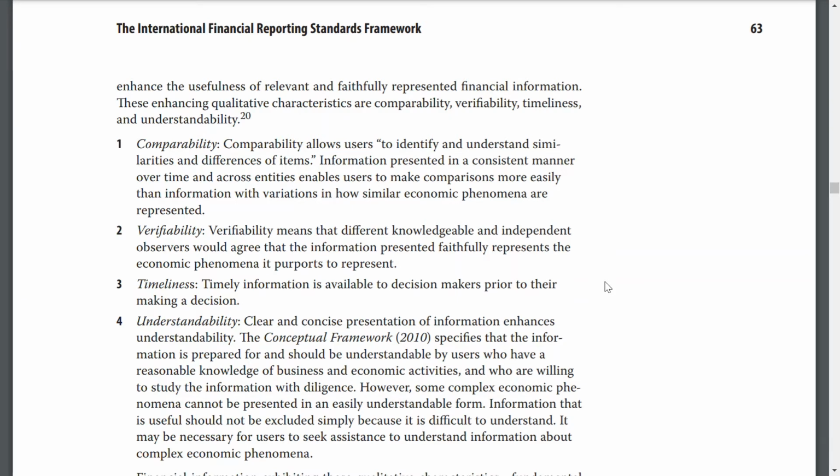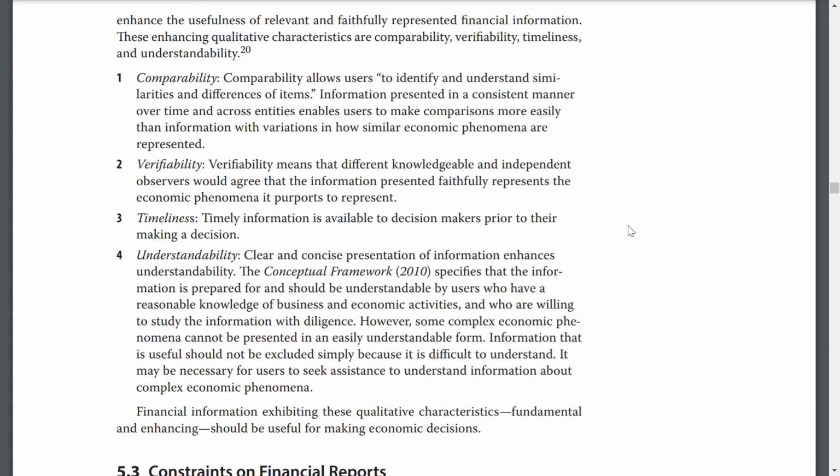These enhancing qualitative characteristics are comparability, verifiability, timeliness, and understandability. Comparability allows users to identify and understand similarities and differences among items. Verifiability means that different knowledgeable and independent observers would agree that the information faithfully represents the economic phenomenon it purports to represent. Timeliness: information is available to decision makers prior to their making of decisions. Understandability: clear and concise presentation of information enhances understandability.